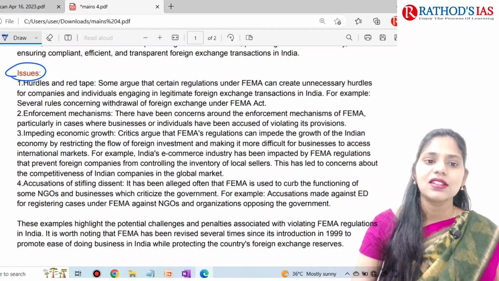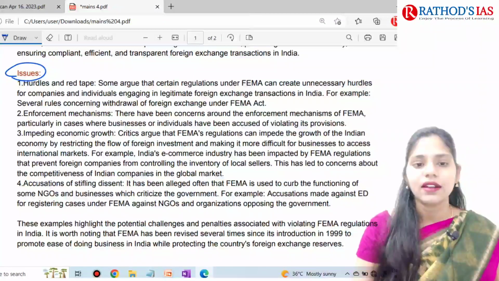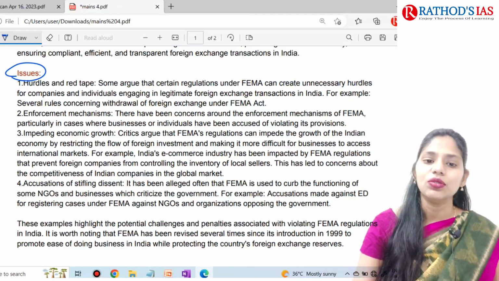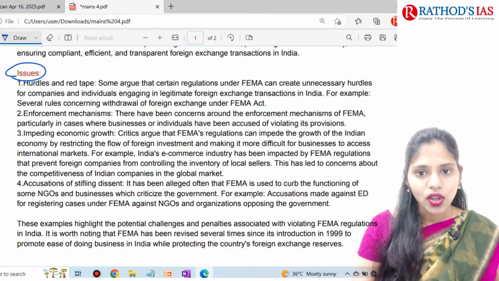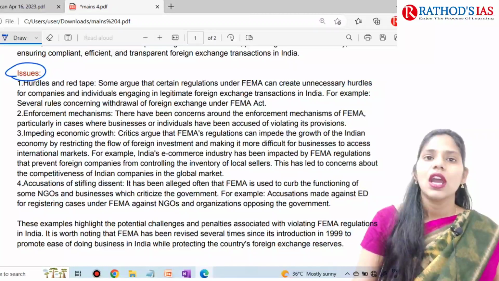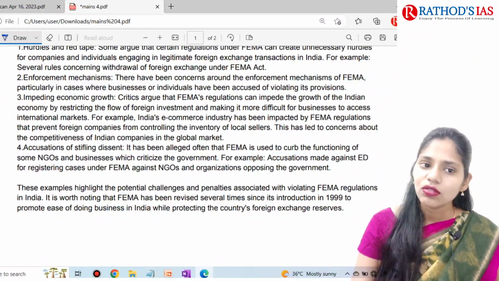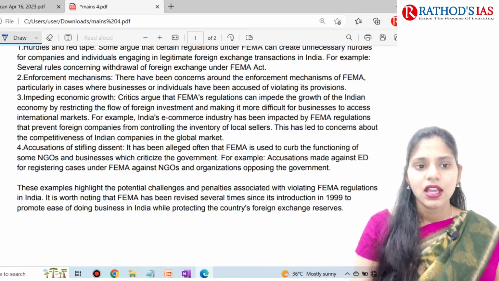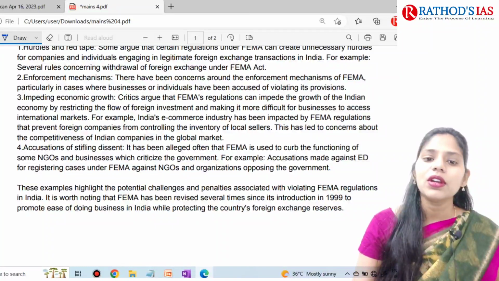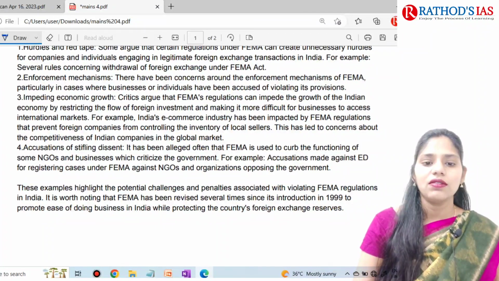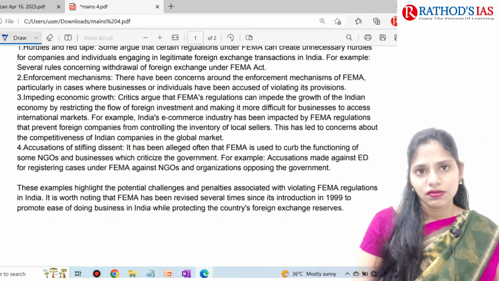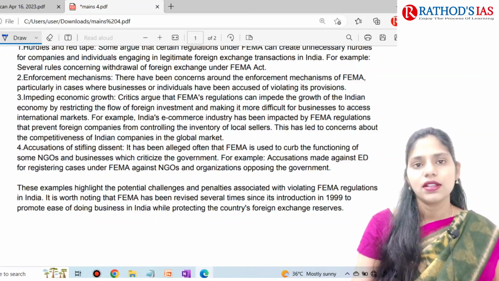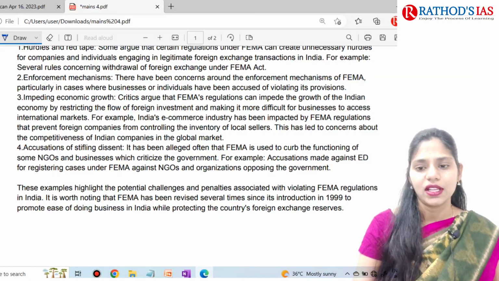And what are the concerns? Yes, we have some hurdles like red tapeism. Unnecessary hurdles will be there for companies and individuals who are engaged in foreign exchange transactions. There are also some issues regarding the enforcement mechanism, and sometimes it impedes the economic growth of the country. And if you see this FEMA, it has been used to curb the functioning of some NGOs and businesses, and even to criticize the government as well.